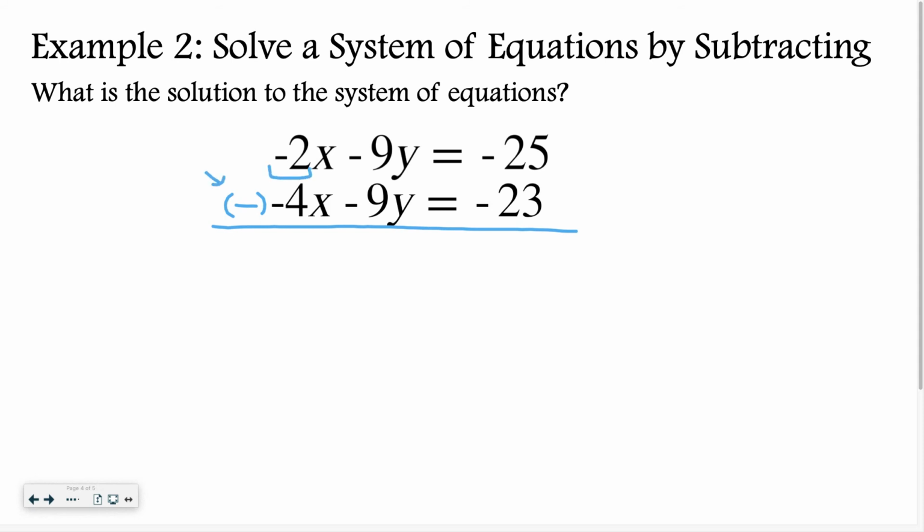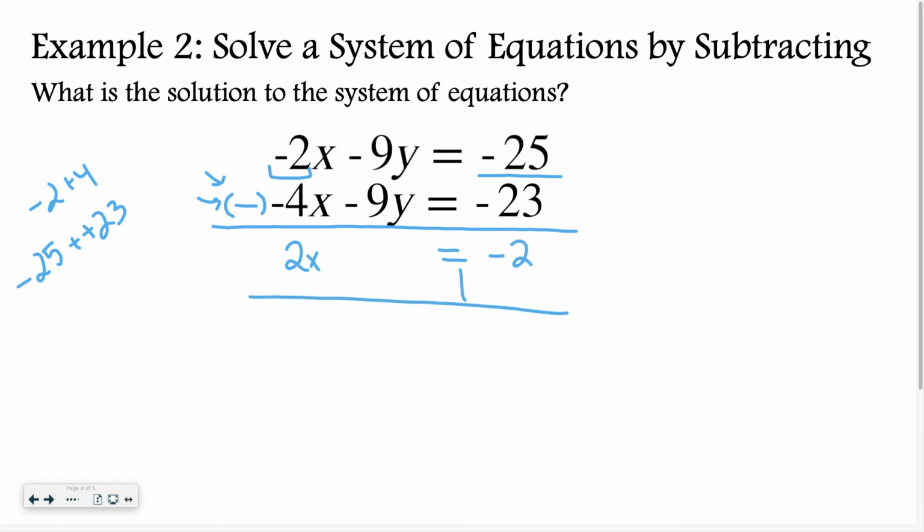So I have negative 2 minus negative 4. Minus and negative becomes plus, so I have negative 2 plus 4, which is just a positive 2x. Then I have negative 9 plus, or minus a negative becomes plus. Negative 9 plus 9 is 0, so that cancels. Negative 25 minus a negative 23, again, that becomes plus, so I have a negative 2. Now, 2x equals negative 2, x equals a negative 1, right? Because I divided both sides by 2.